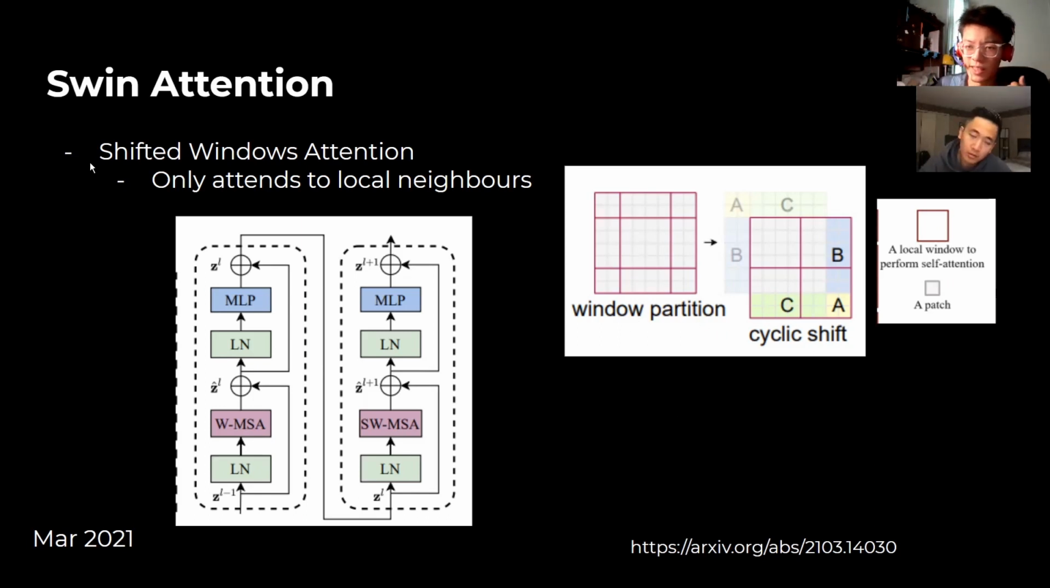And they also use shifted attention. When we do a first pass, we use a normal partition. And for the second pass, they shift the window slightly, so we can look at different patches. We can look at different pixels within a different patch.